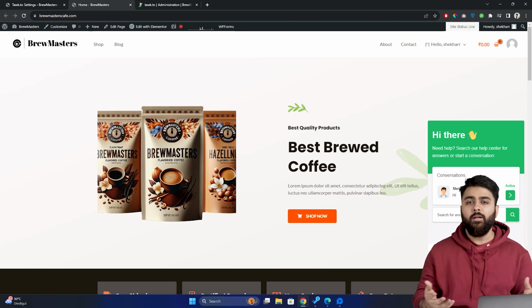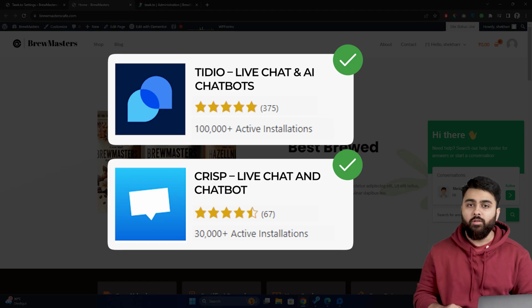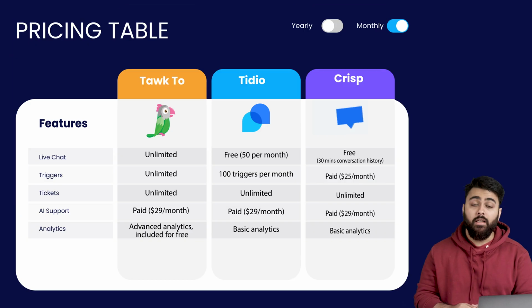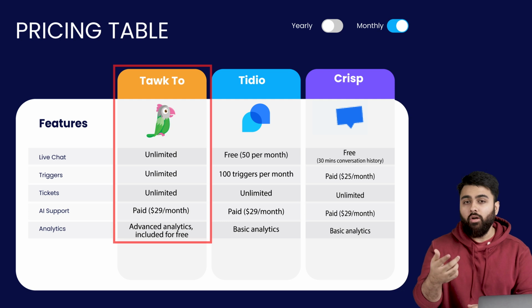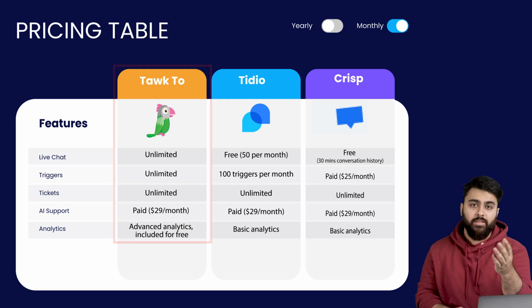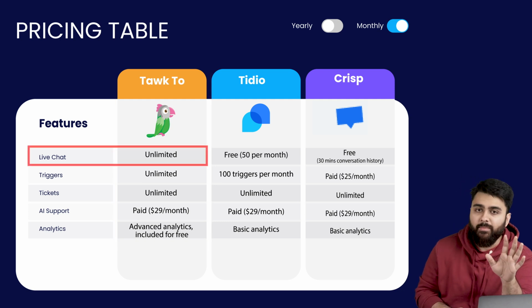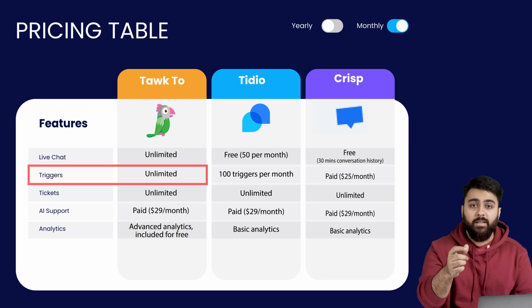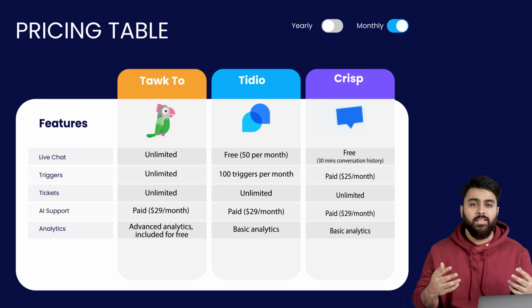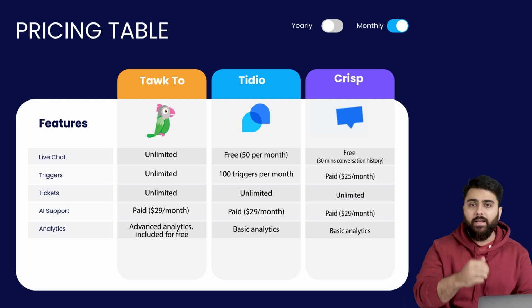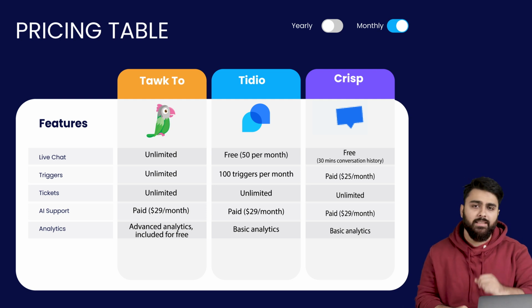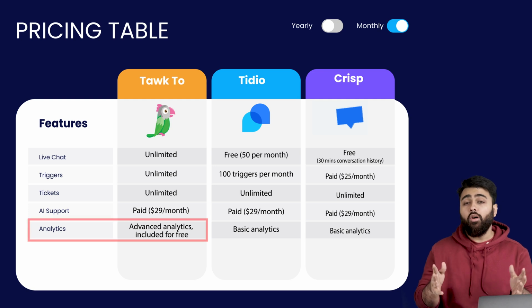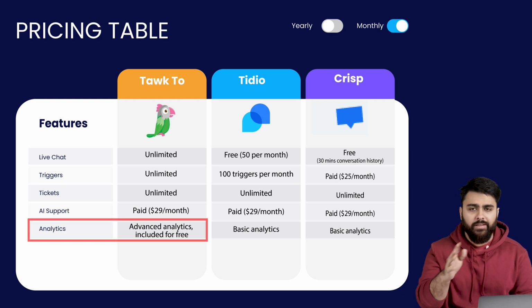Now, why did I recommend Tawk and not the other two popular tools called Tidio and Crisp? Here's a comparison table showing why Tawk is better for most beginners. As you can see, Tawk has unlimited live chat messages and triggers. So triggers are basically automatic conditions that you can set to make live chat more useful. Like you can set a trigger for sending a "Hi, how can I help you?" message after somebody spent 10 seconds on your site. Also, Tawk has advanced analytics, which is very helpful.